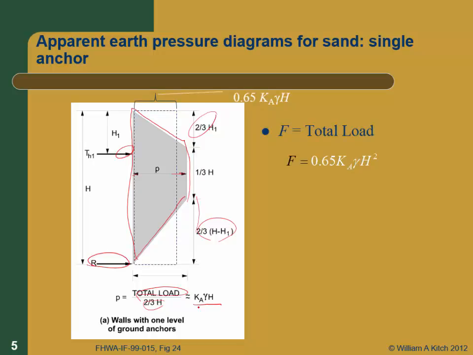Remember from our Peck diagram, by the way, I missed this: we're talking about the diagram for sands. Just like for the Peck diagrams, we're going to have different diagrams for clays versus sands. So this is for sands. Remember the Peck diagram for sands was 0.65 Ka gamma H, right? So the total load within that envelope is 0.65 Ka gamma H squared, right? That's the area of that rectangle.